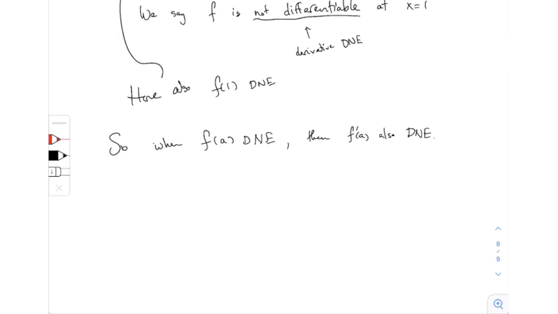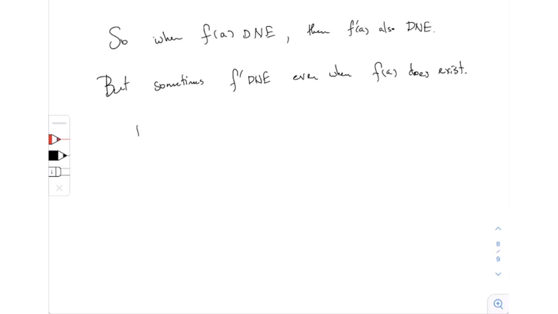But sometimes it is possible for the original function to exist, but still the derivative does not exist, for reasons that somehow, the slope doesn't exist, even though the original function does exist. So I will say, but sometimes f prime does not exist, even when f of A does exist. And there are actually two different scenarios that you can identify by looking at a graph in which this can happen. One scenario I'm going to call a pointy point, and the other I will call a vertical slope.